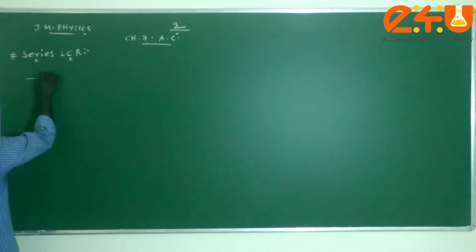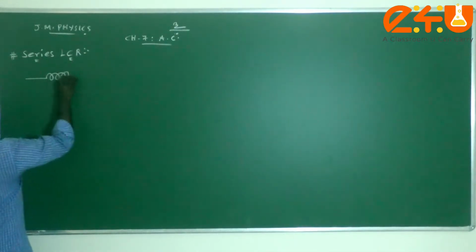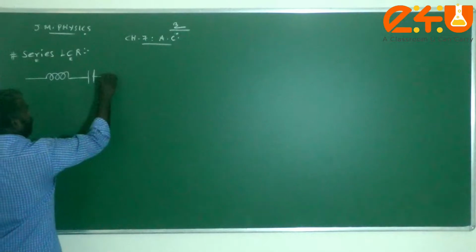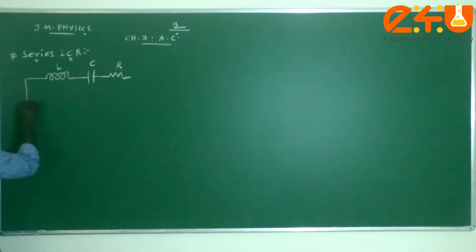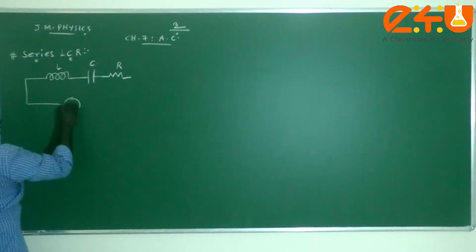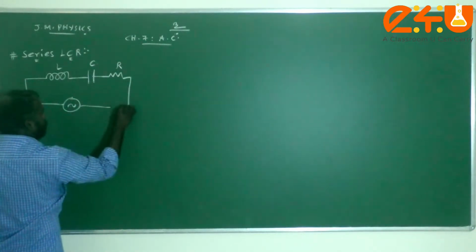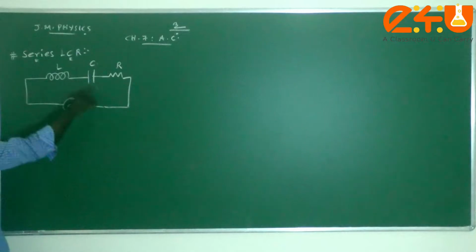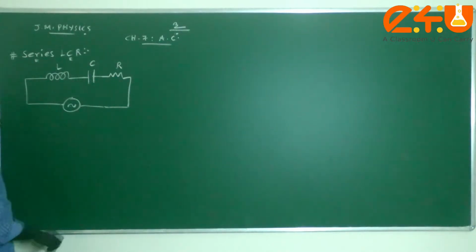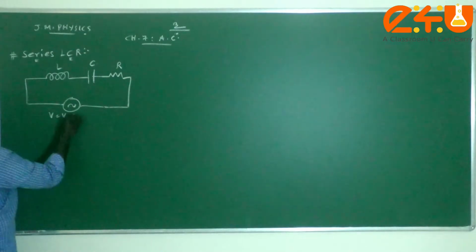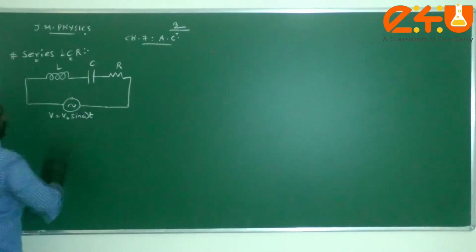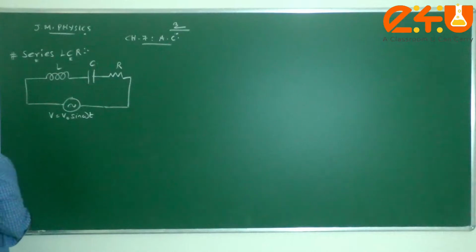Now please see that. This is the inductor, this is the capacitor, and this is the resistor R. So L, C and R are connected in series, and this is the alternating source. We know that in a series connection the current is the same. So let us assume that V equals V naught sin omega t is the applied voltage.